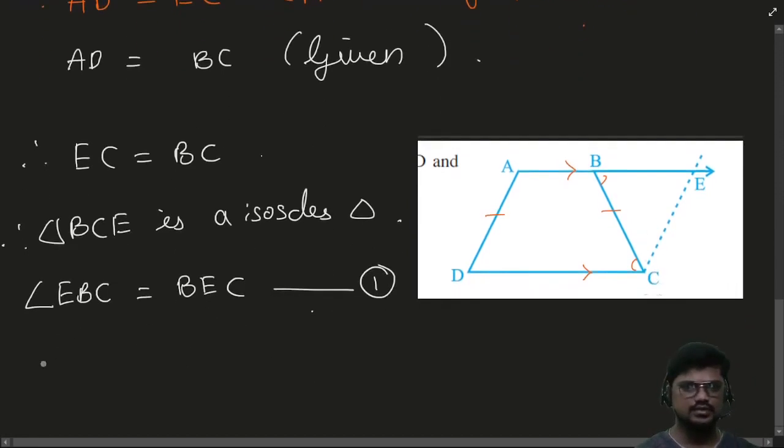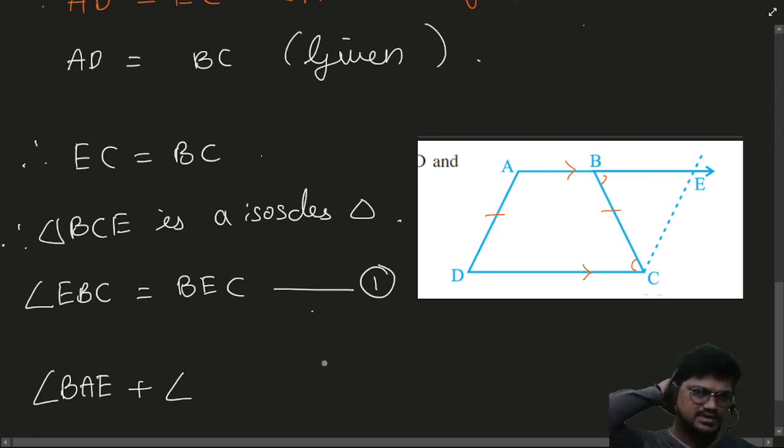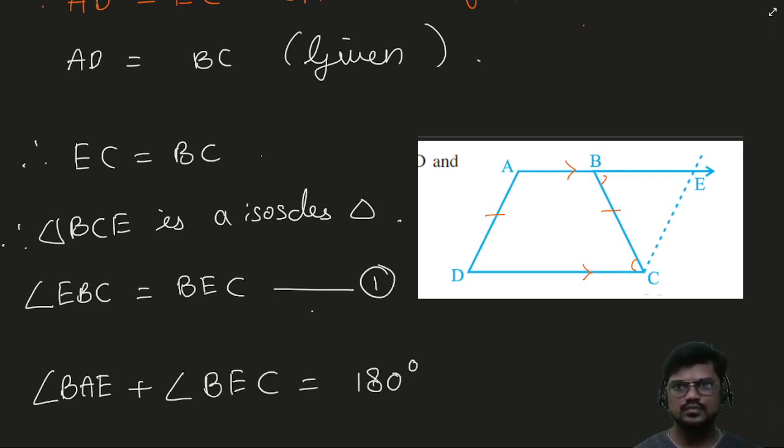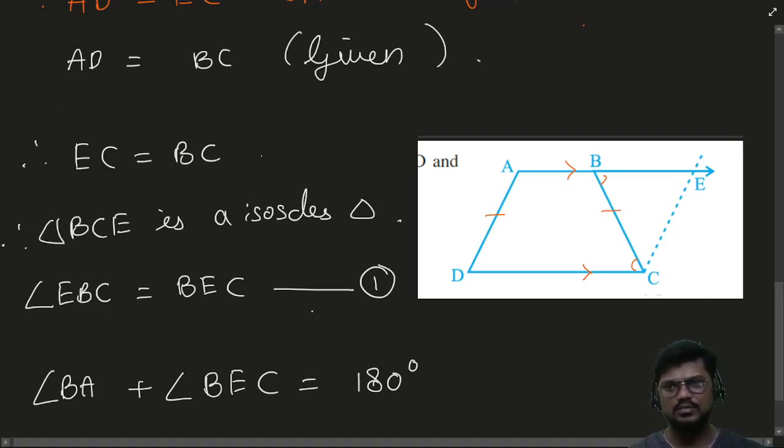Now, again, angle BAD plus angle BEC. Sir, what will be angle BAE? Sorry, not BAE, it is BAD. Angle BAD and angle BEC, the sum of both of them equals 180 degrees.